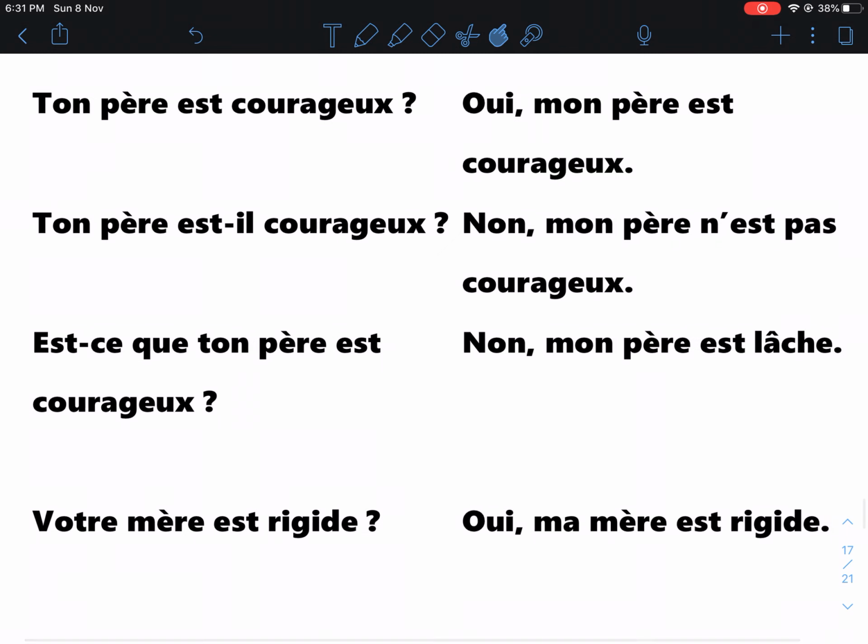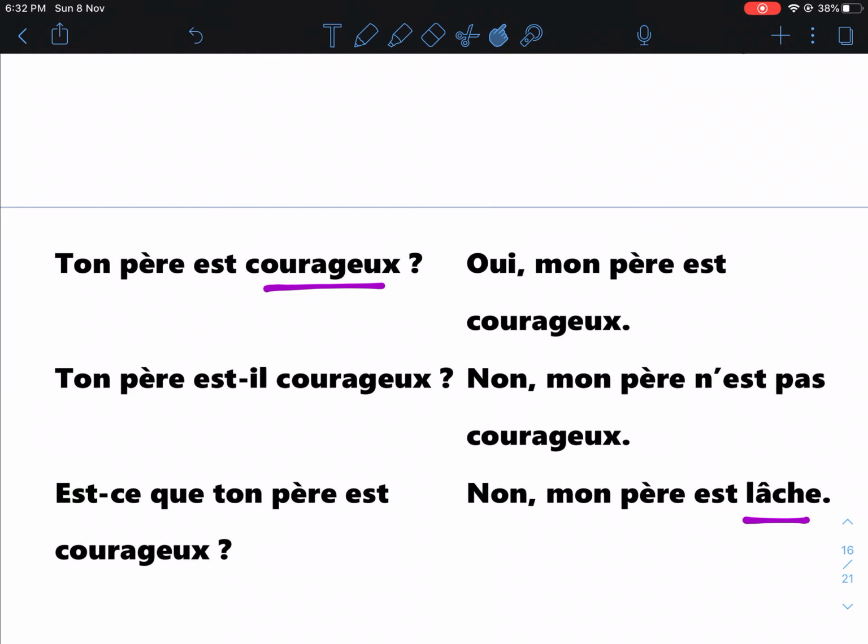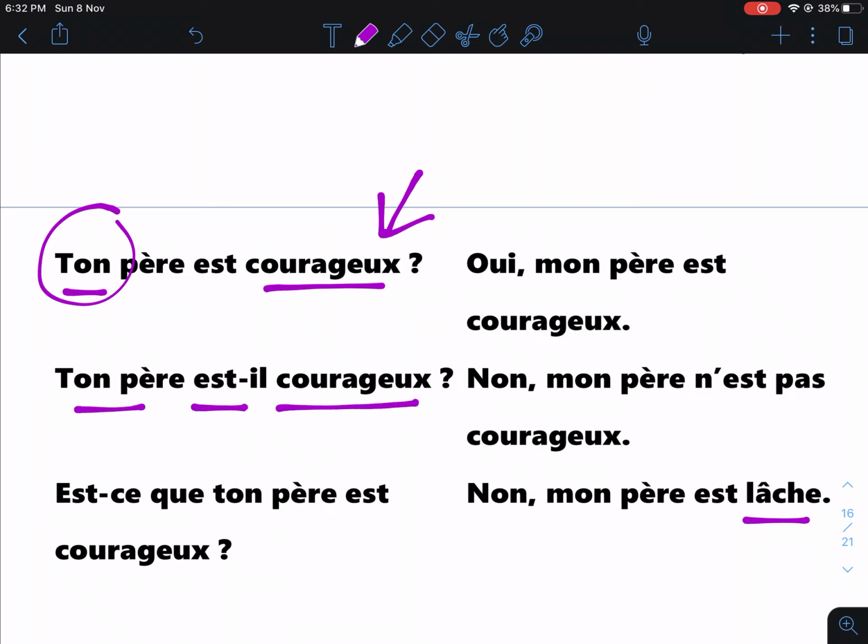Okay, so you have a few new adjectives. Courageux means brave. Lâche here means coward. So you have rigide, very strict. Let's look at the questions and answers. Courageux and lâche. So you have ton père. Ton means your. Ton père est courageux. Is your father brave? Ton père est-il courageux?